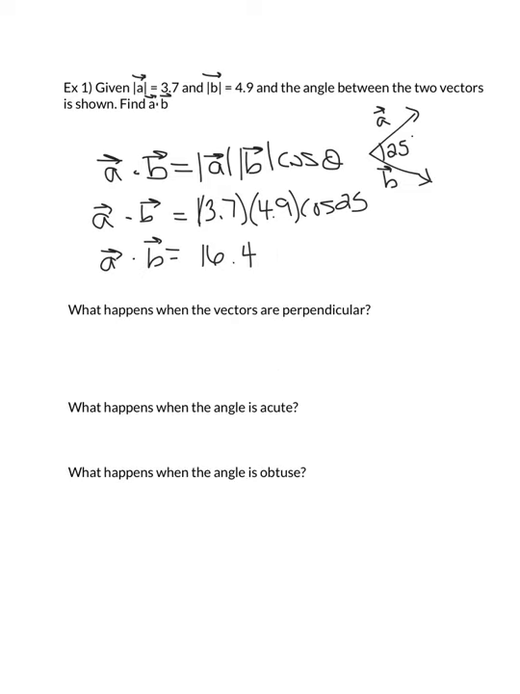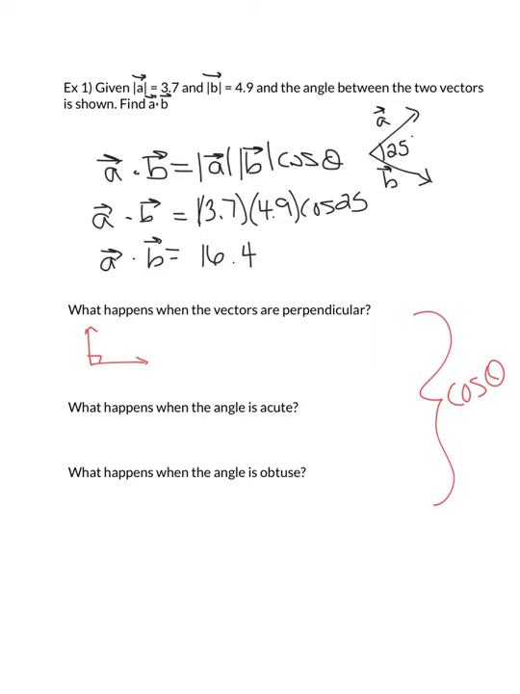I'm going to extend this question just a little bit further. So the first part is, what happens when the vectors are perpendicular? So if I have two perpendicular vectors, it means that they meet at a 90-degree angle. Now, for all of these questions, the determining factor is going to be this cos of theta. The magnitudes of the vectors won't really change anything here.